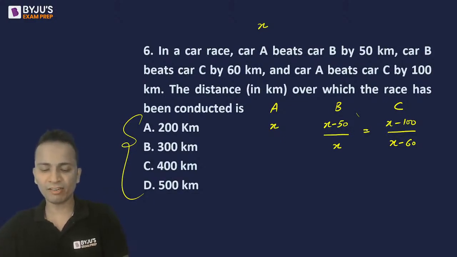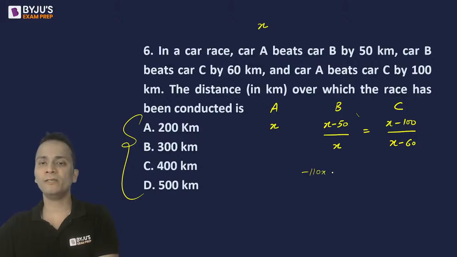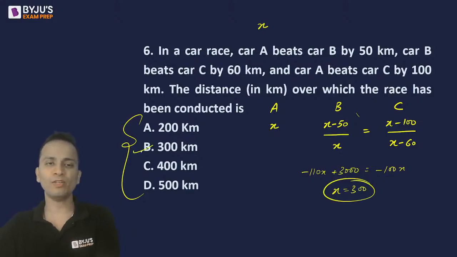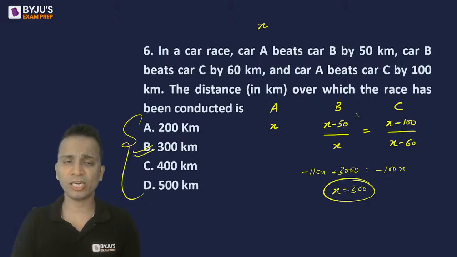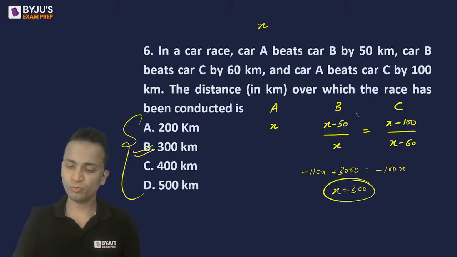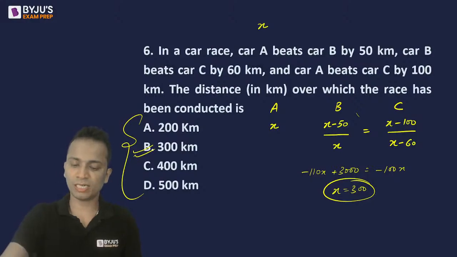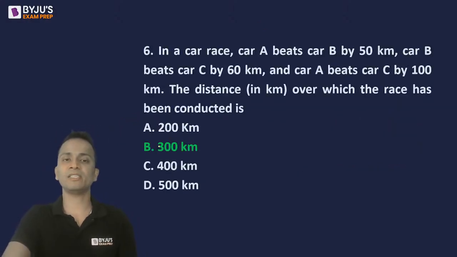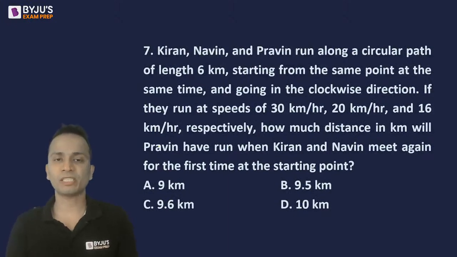So what is the answer that we are getting in this one? The x square will cancel. Minus 110x plus 3000 is equal to minus 100x. So x is equal to 300. I am getting the value of x as 300, that is the length of the racetrack. And so do most of you: Sriharsha, Shubham, Ram, Sonali, Omkar, and Astitwa. All of you are getting the same answer, option B, sorry, 300 kilometers. Let's move on and look at the next one, question number 7.